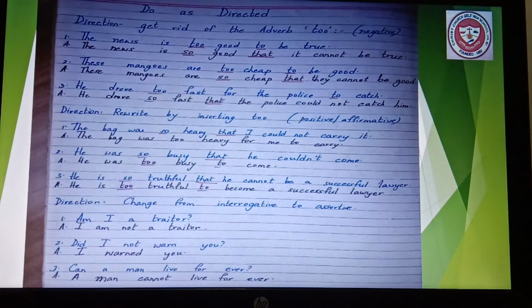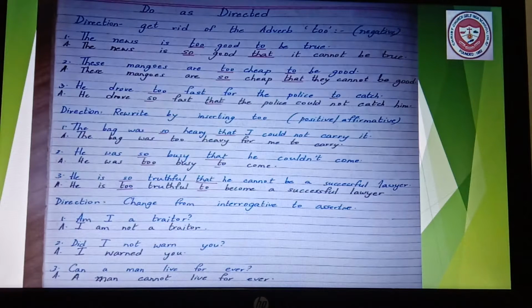These type of questions do not demand an answer. These type of questions are posed for emphasis. But I'm saying, am I a traitor? Ami ki traitor na ki? Ami ki mithyavadi na ki? So, we always say that. So, am I a traitor? I am not demanding an answer. In that case, it really means I am not a traitor. So, from an interrogative, I'm changing to assertive. I am not a traitor.